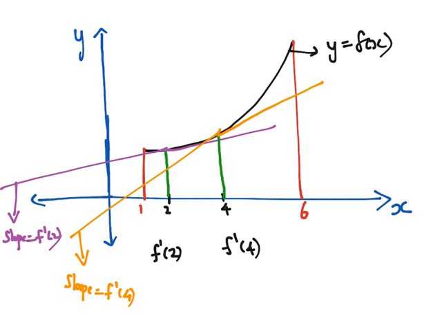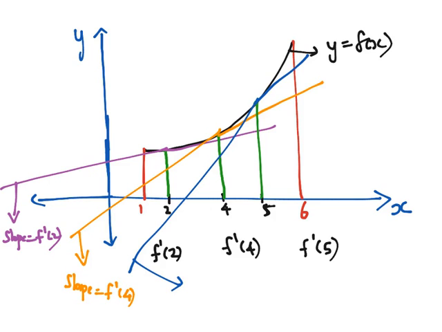Let me take another point. Let's say, let me take 5 here. So what is the meaning of f dash of 5 now? Let me draw a vertical line. Let me take this point. If I draw a tangent at this point, then that tangent will have a slope, and the slope is f dash of 5. I'm sorry, it doesn't look like a straight line.